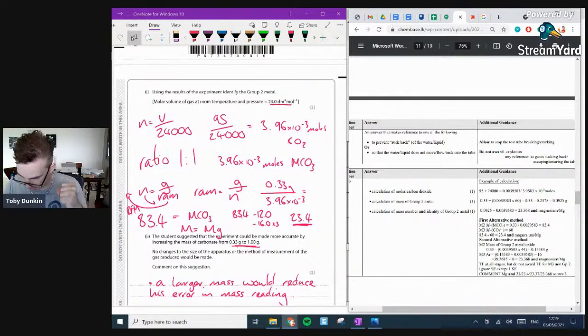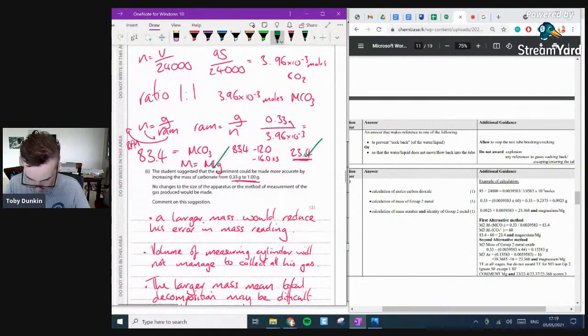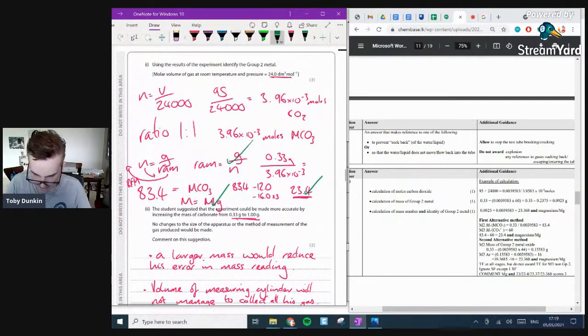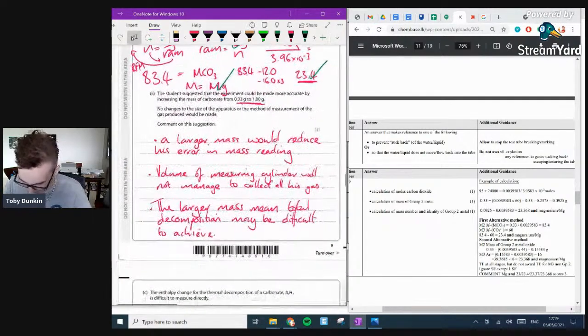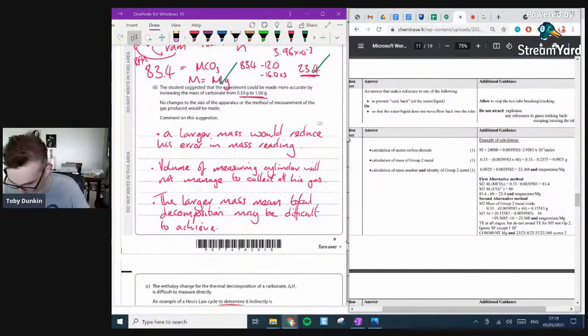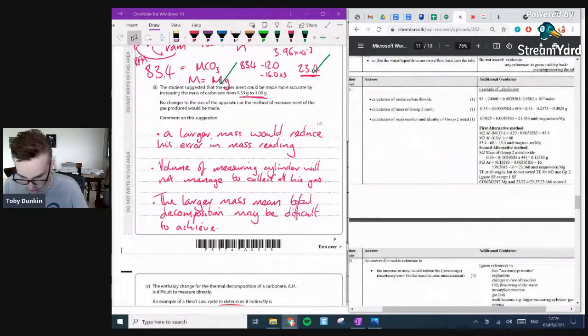23.4, yes. 23.4, magnesium. I like it. That was tricky. They were mean there. We were miles away from magnesium. We were closer to sodium, but then I said a group two. Tricky, that. Didn't like it.